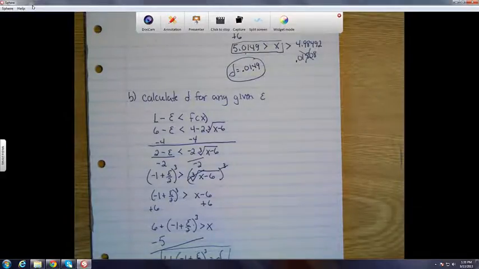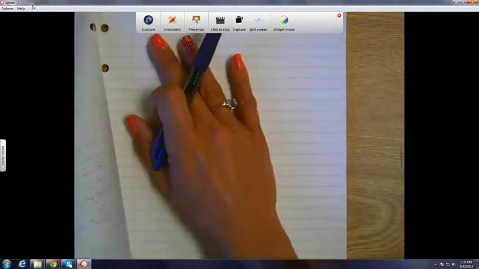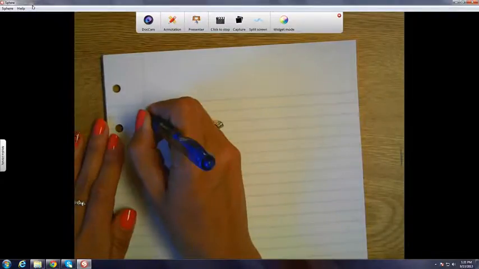Okay, we're going to do a couple more of these with some trickier equations in the middle. What example was that? 2. No, 1. Example 2.